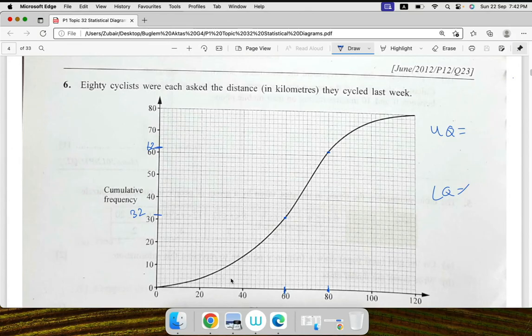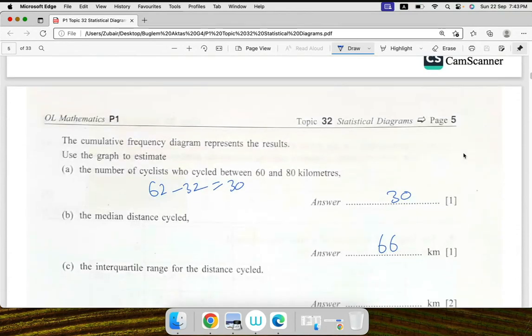So upper quartile would be 78. Correct. And 48 would be lower quartile. Correct. So we're using these two, 78 and 48. So interquartile range is 30.